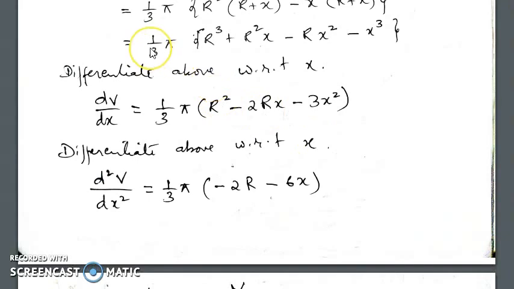Next, we have got the value of V, our function. So now we'll proceed with the second order derivative test. I mean differentiate two times. Differentiate it with respect to X.